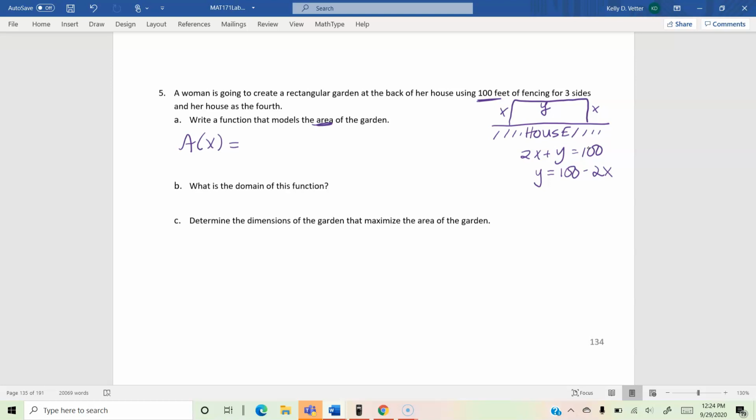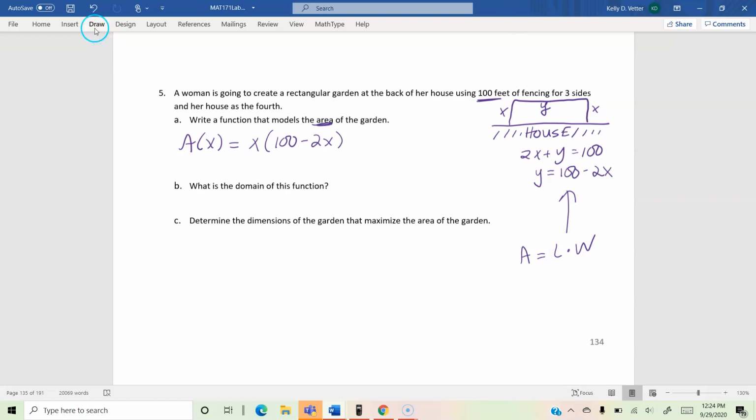Think about how you do the area of a rectangle. Well, area of a rectangle is always length times width, right? Area is length times width. So I need to use x and I need to use 100 minus 2x. Those are my 2 dimensions.